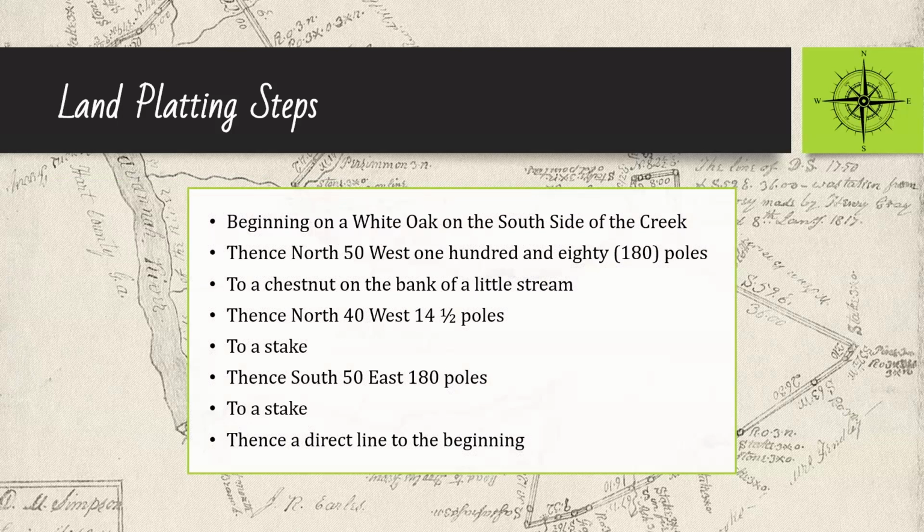And then I have: thence north 50 degrees west on 180 poles. And then the next line, to a chestnut on the bank of a little stream, right? So you want to really space this out. Again, you don't have to do it this way, but this is the way my brain works. So this is what I would suggest.